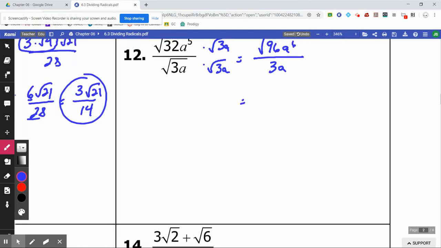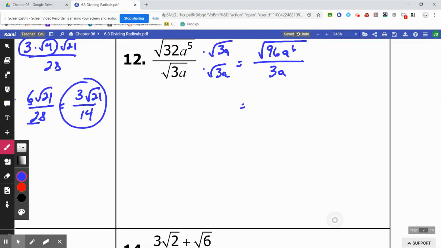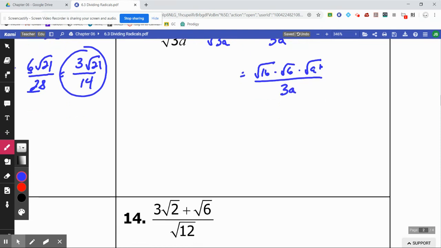We're going to break down the top. Let's see. Square root of 96 can be split into root 16 times root 6, and I know the square root of a to the 6th, so I don't have to change that. So now on top, I have a 4, which is root 16. Square root of a to the 6th is a to the 3rd, and the 6 stays put. Then on bottom, I have 3a.